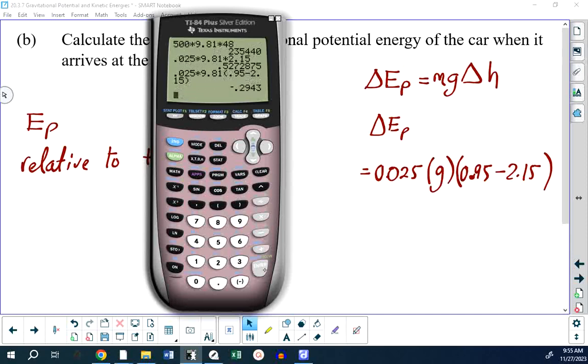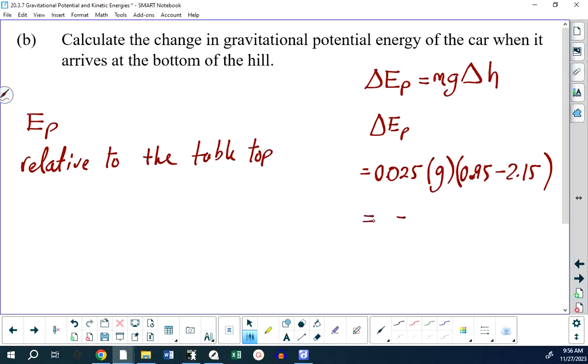And what I get is a negative answer. And that makes sense, because the car has less gravitational potential energy at the end than it did to begin with. If my bank balance was $10,000, I wish, and then later it's $2,000, my delta money is not 8,000, it's negative 8,000. I've lost it. And this object has lost that amount of potential energy. So the answer is negative 0.29 joules.